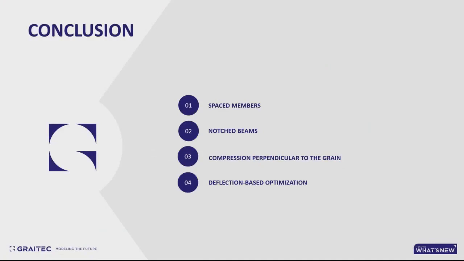So this concludes our presentation together with the new design for spaced members, spaced columns, but also spaced beams. We've seen the new verification for beams with a notch on support, also a new check for the compression perpendicular to the grain, and finally our improved optimization process, taking into account now also the deflection results.